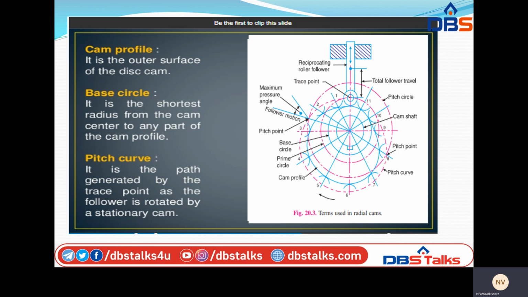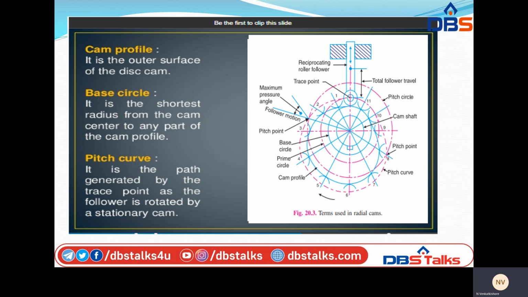And very important, these content base circle. It is the smallest circle that can be drawn to the cam profile. So in any of these cams, whatever the least circle we are having, that is called a base circle, which is having the shortest radius from the cam center. So while we are drawing any circle which is the least one in the cam profile, that is called a base circle.